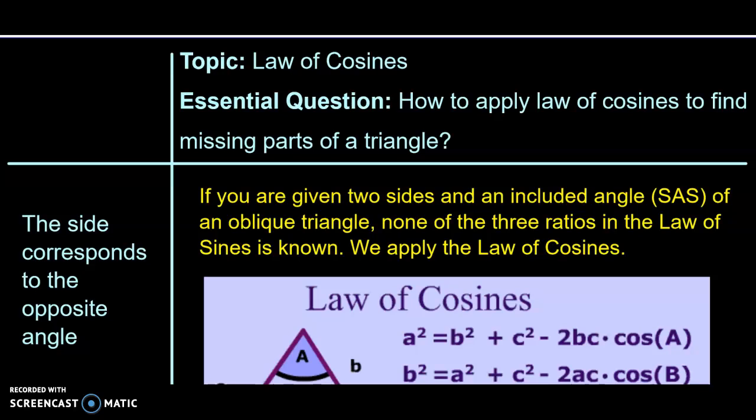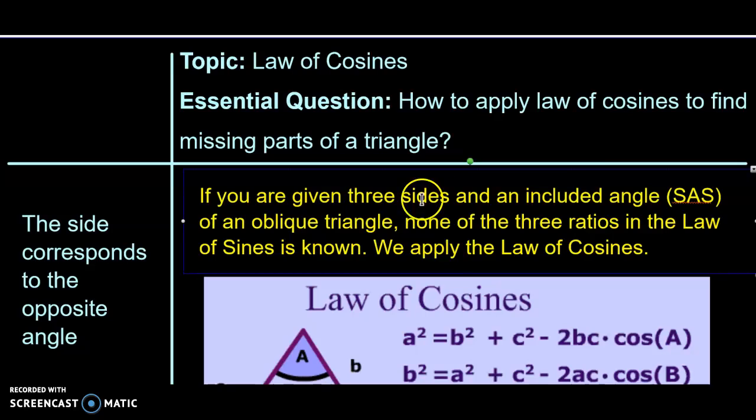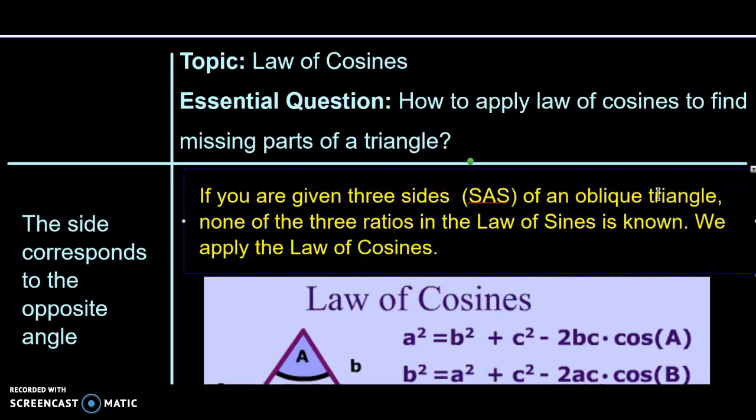We are going to be continuing with law of cosines, and today what we're going to see is the case where we are given three sides. So instead of two sides and an angle, we are just given three sides. We're still going to end up applying the law of cosines, and you'll see what we're going to do to be able to find the angle.